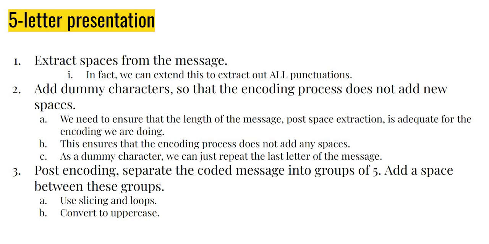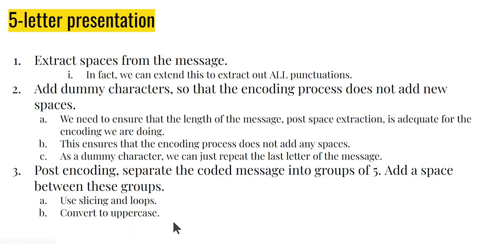Now, dummy characters could be randomly chosen letters, could be anything. We will look at how we can just use the last letter of the message as a dummy character, so that once it's decoded, we still understand what's going on. Now we send this condensed message into encoding. After encoding, however, we again separate the message into groups of 5. 5 is a standard number. It could be more general, but typically it's 5. And we add a space between every group. For this purpose, we use slicing and loops. And then finally, we convert the message to uppercase.